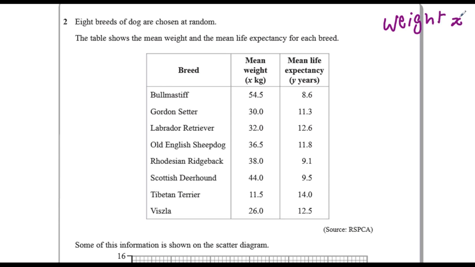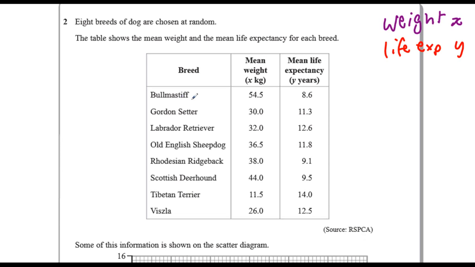And we also have mean life expectancy. That means how long do you expect the dog to live for? Bit of a morbid thing to think about, but some people do think about that, I'm afraid. So life expectancy, and that is Y. Okay, so we've got our X data and our Y data.